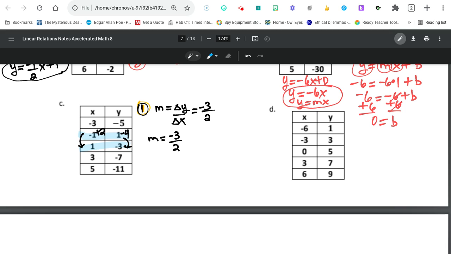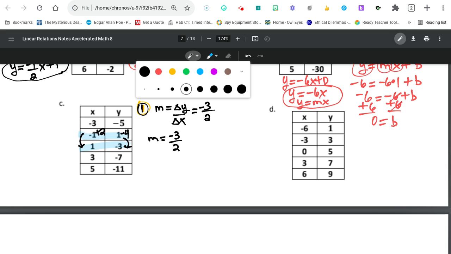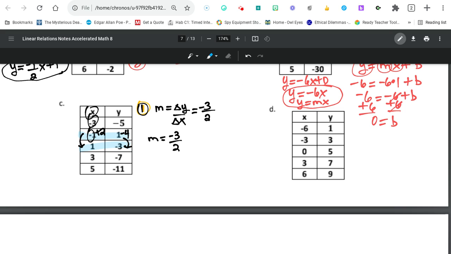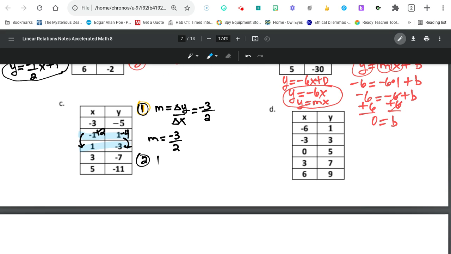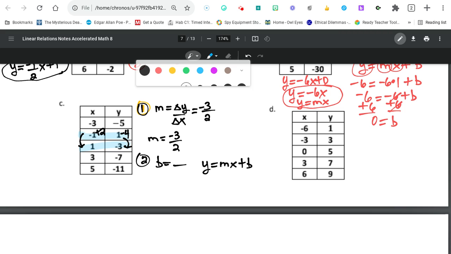Now, the shortcut would be to look for an x of 0. But none of these have an x of 0, so I can't use a shortcut. So I need to go back to find b by using y equals mx plus b form and substituting your y, your m, and your x.